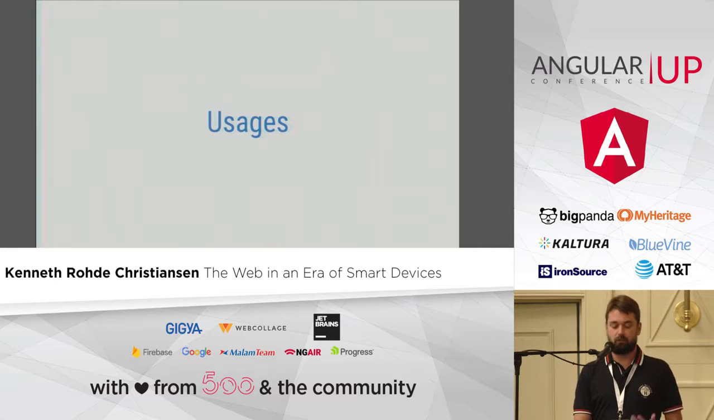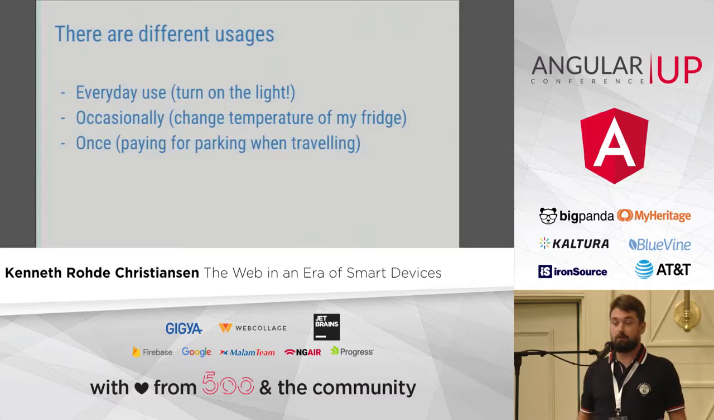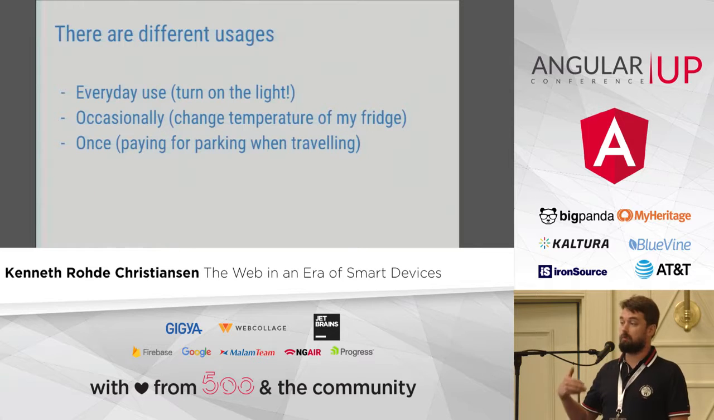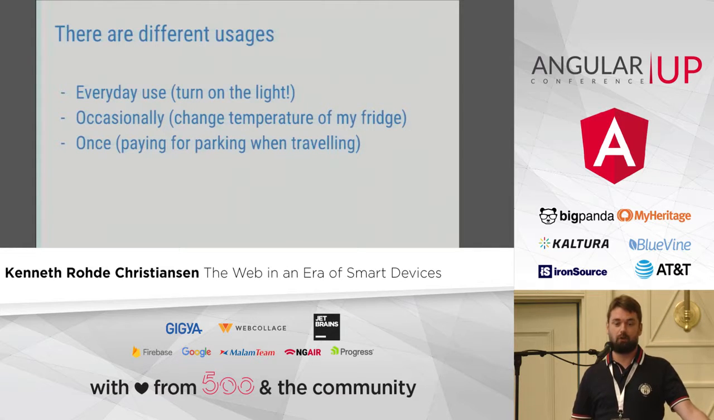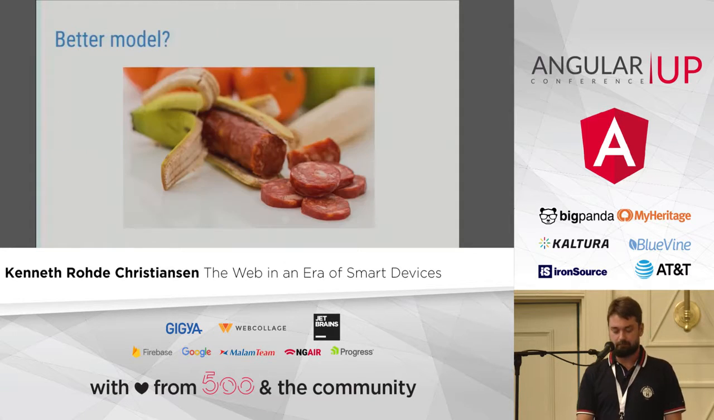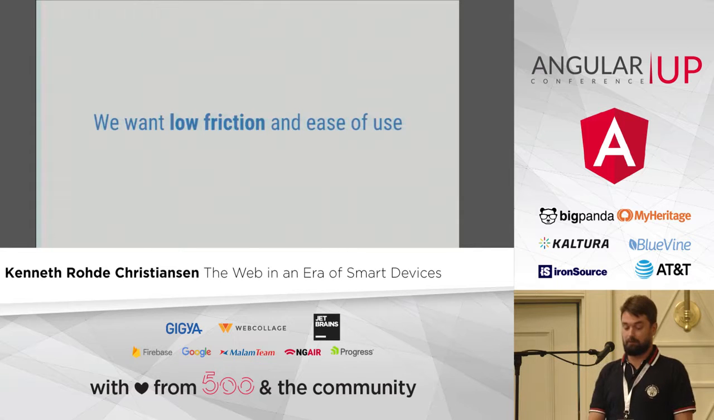If we look at these smart devices, we can categorize them into 3 groups. There are apps, services or devices we use every day, like turning on the light. There are services we use once in a while, like maybe changing the temperature of my fridge. And there are some we use maybe once a year or very rarely. It could be me traveling to San Francisco, wanting to pay for a parking meter, and I need an app for that. But I'm not going back for maybe 2 years, so why do I really need to download 100 megabytes for that? It's kind of annoying. So maybe there's a better model.